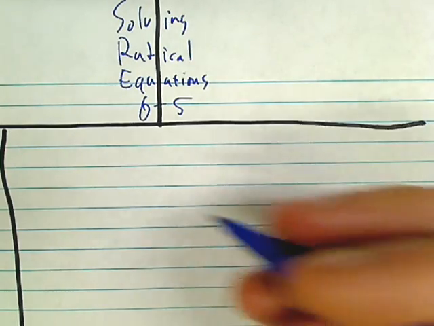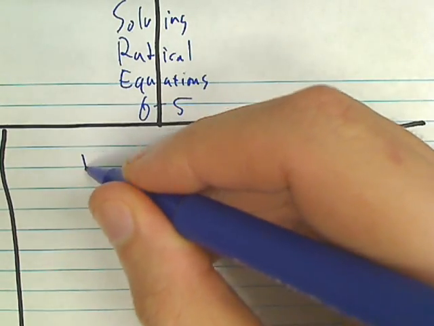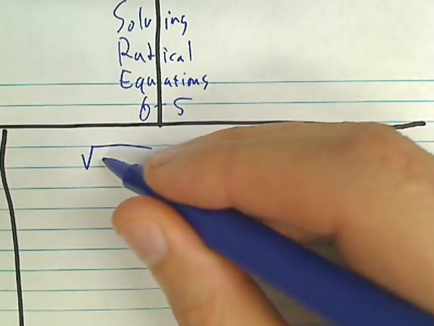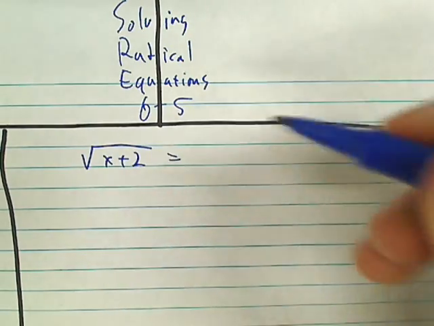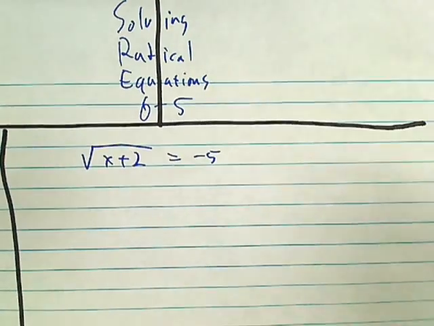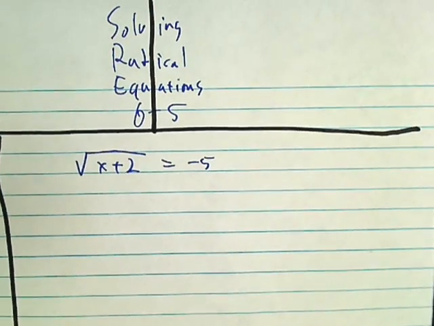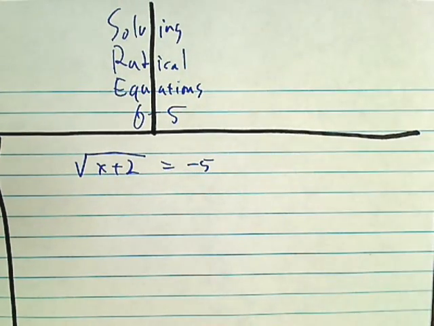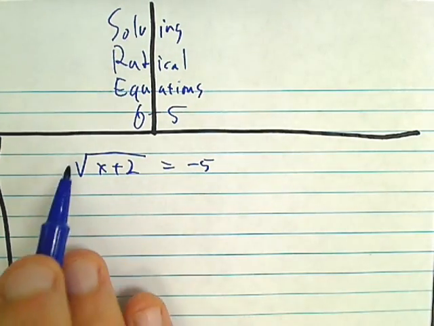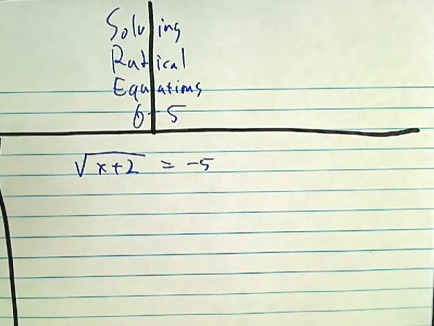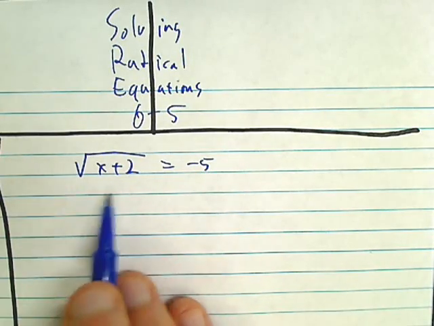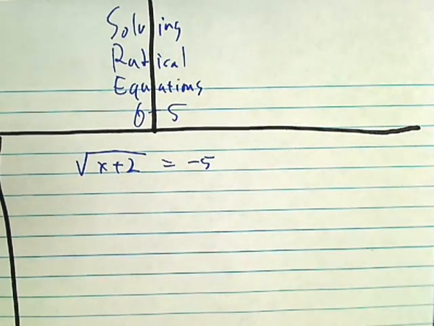This is a radical equation. Let's take the square root of x plus 2 is equal to -5. This equation is not radical based on my opinion of whether equations are radical or not, but it has a radical in it, so this is a radical equation. To solve this equation, think about inverse operations. To get rid of the square root, we're going to square both sides.